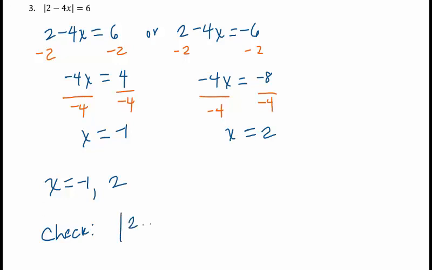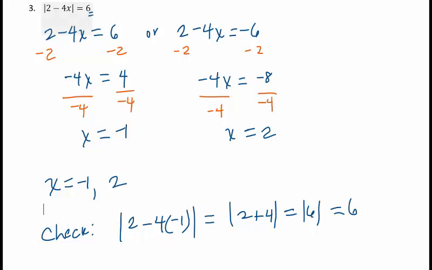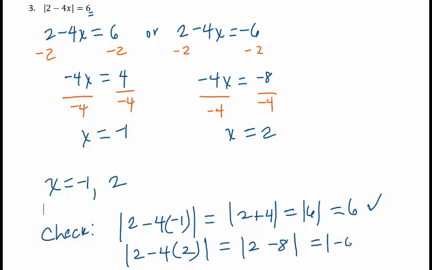The absolute value of 2 minus 4 times negative 1 is equal to the absolute value of 2 plus 4, or the absolute value of 6, which is definitely 6. And then the absolute value of 2 minus 4 times 2 is equal to the absolute value of 2 minus 8, or the absolute value of negative 6, which is also 6.